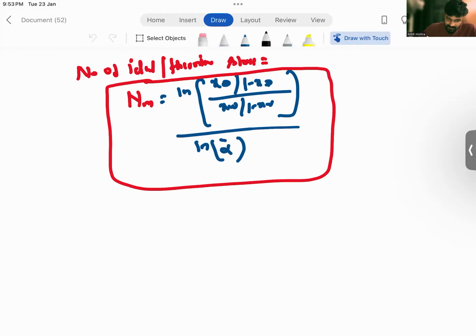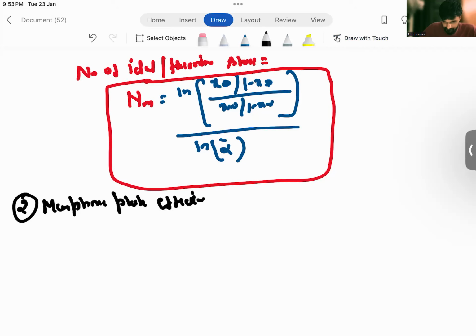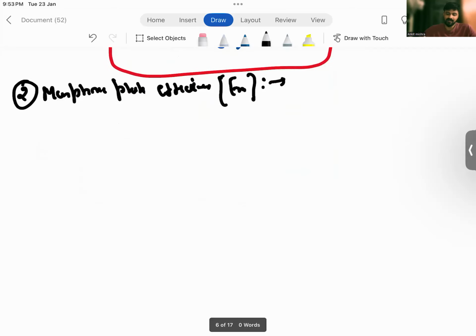Now if I'm talking about the Murphree plate efficiency, I will be denoting it as EM. Formula-based questions can be asked, and you'll have to use a few tricks, and definitely you'll be able to solve this kind of question. Here, the assumptions they have taken are very important.